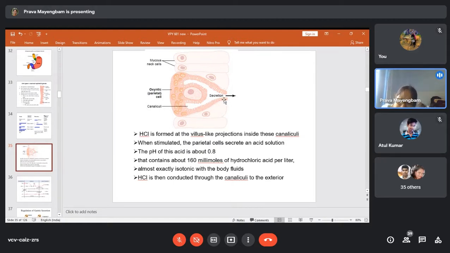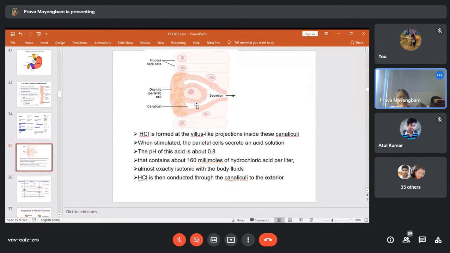It has villus-like projections. The covering of this epithelial cell has a villus-like projection. And this depression inside of this oxyntic cell is called the canaliculus. That means a canal, and again a further smaller canal, that is the canaliculus.